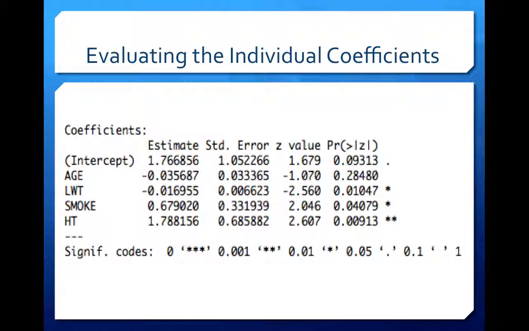Finally, we have hypertension. So having a value of 1 as compared to a value of 0 for the presence of hypertension, changes the log odds of a baby being born with a low birth weight by 1.788156. This predictor has the lowest p-value with 0.00913, which means that this predictive variable is also significant when predicting whether or not there's going to be a low birth weight in a baby.